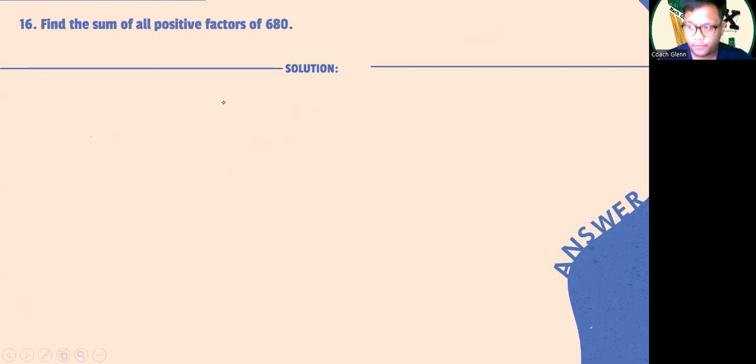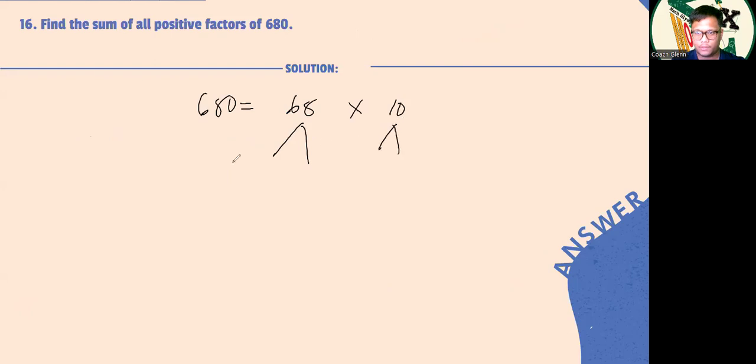Find the sum of all positive factors of 680. So first, we need to factorize. So 680, that's 68 times 10. So 68 is going to be equal to 2 times 34. This one is 2 times 5. And then 34 is going to be equal to 17 times 2. Okay, so our final prime factorization should be 2 cubed times 5 times 17.